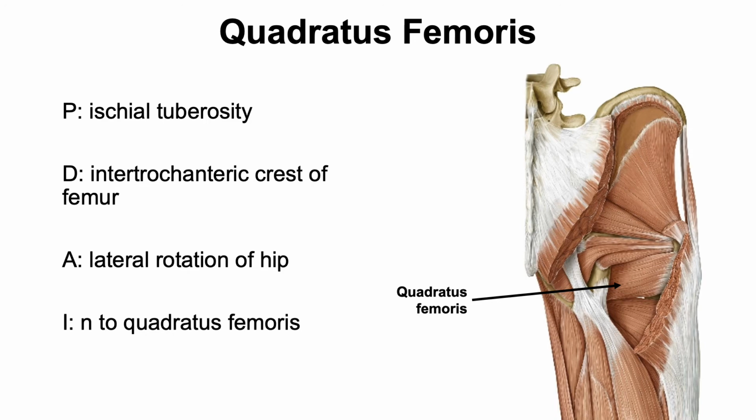This is a fairly easy muscle to see because it is quite square. That's where the quadratus came from, and then it's going over to the femur. So that's where its name came from. Again, it is inferior to the piriformis, so it is a lateral rotator, and it is going to be innervated by nerve to the quadratus femoris.